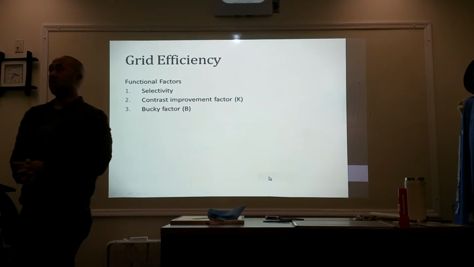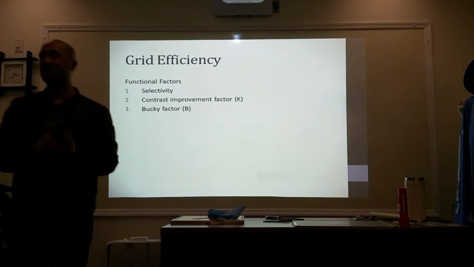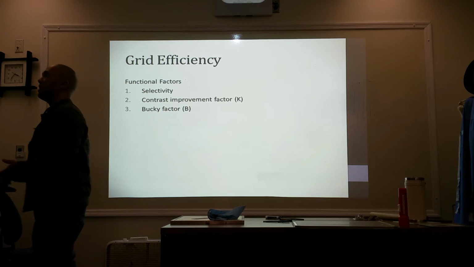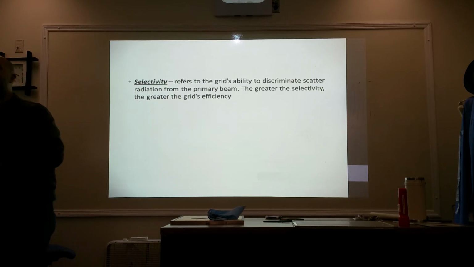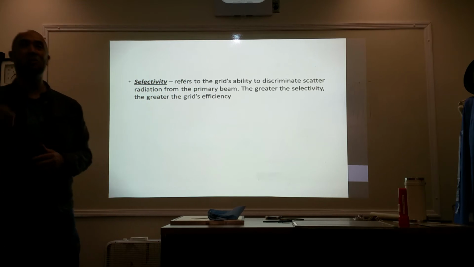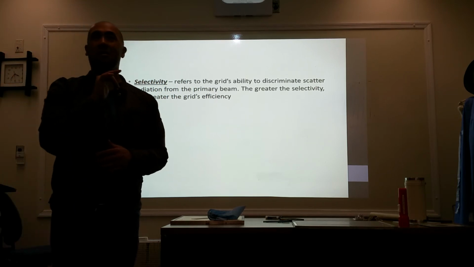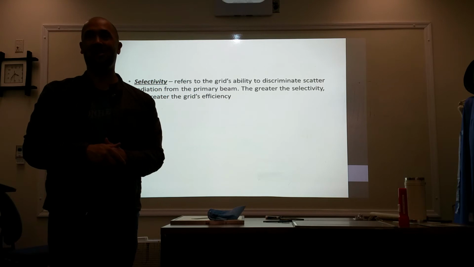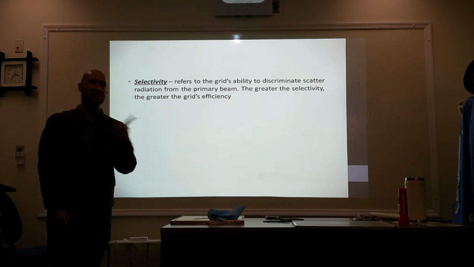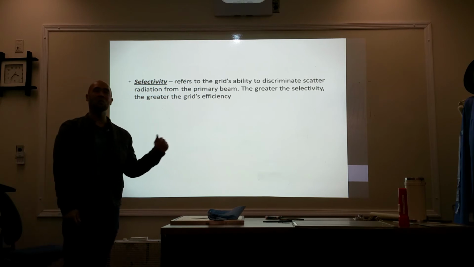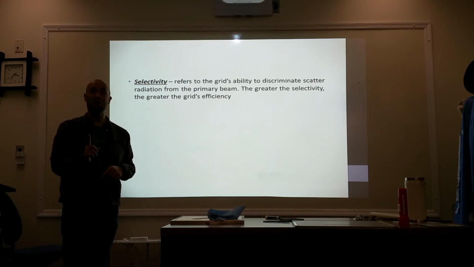Grid efficiency has 3 factors: selectivity, the K factor, and the Bucky factor. Very simple. All selectivity means is being able to discriminate the primary radiation from the scatter radiation. Which has a better cleanup efficiency or better selectivity, a higher grid ratio or a lower grid ratio? Higher. A higher grid ratio is going to be more selective in removing the scatter radiation.